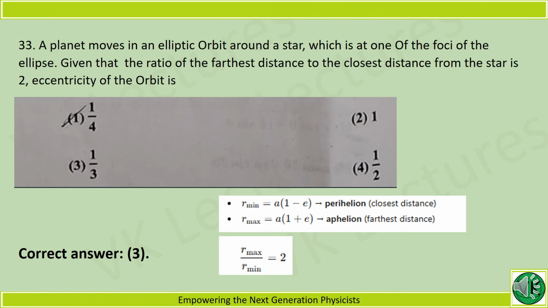A planet moves in an elliptical orbit around a star which is at one of the foci of the ellipse. Given that the ratio of the farthest distance to the closest distance from the star is 2, the eccentricity of the orbit is, the formula you can use is this. The correct answer is option 3.